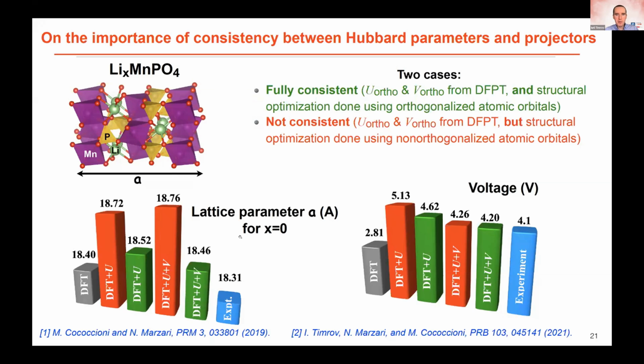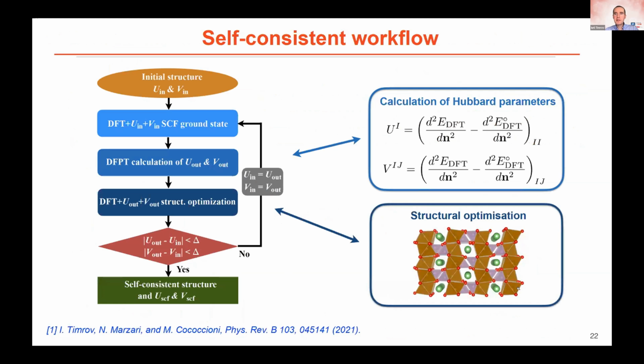If we look at the lattice parameters for this material, when there is no lithium, we see that the green bars are in closer agreement with experiments than the red bars. And the same for the voltage: the green bars are closer to experiment than the red bars. So that's really showing you that it is important to be consistent. And this is what I was mentioning also earlier in my talk, when I was talking about one-shot calculation of Hubbard parameters and self-consistent one.